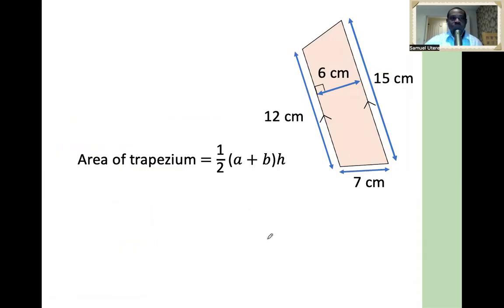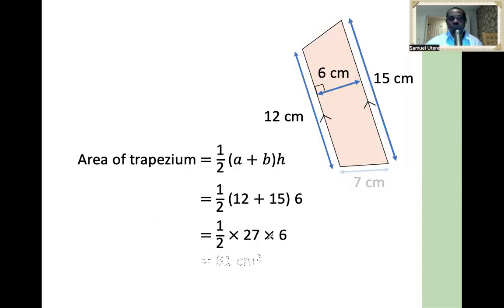So here is this one. If we're asked to find the area of the trapezium, again, we write the formula, half times the sum of the parallel sides. Of course, it should be in brackets because we have to add the parallel sides first, then halve it before we multiply by height. And we can see clearly that we have to ignore the 7 because we don't need that information to calculate the area of the trapezium. We only need to know the parallel sides and the perpendicular height between them. So in this case, it's 12 add 15 multiplied by 6, halved, which will give us 81 centimeters squared.